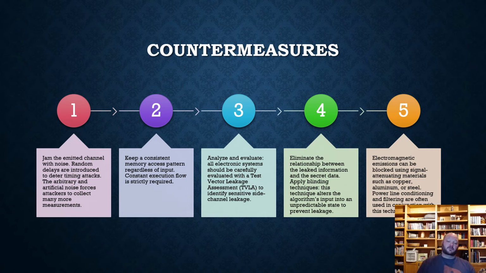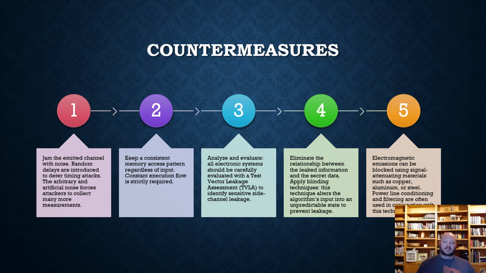So analyze and evaluate. All electronic systems should be carefully evaluated with test vector leakage assessment to identify sensitive side channel leakage. Rambus is a company that does this, and they're able to test all the systems to see what is being leaked out of them through the physical components.